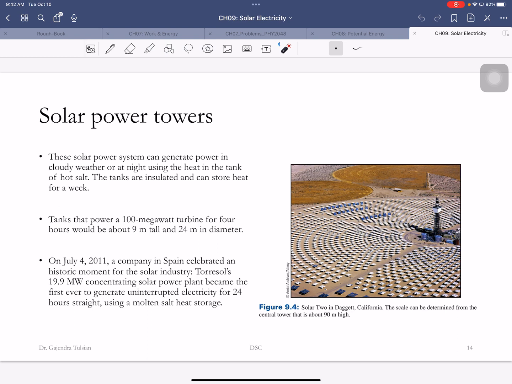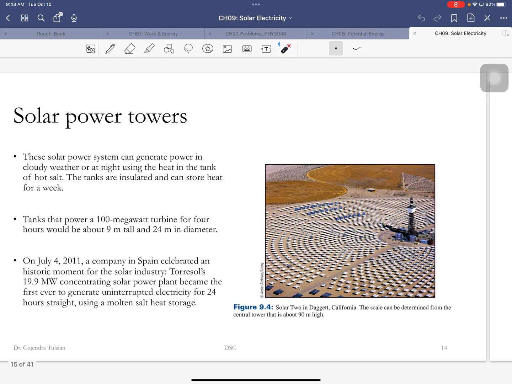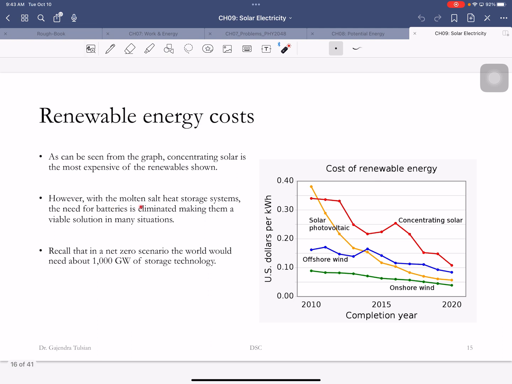In Spain, in 2011, 12 years ago, using a device like this, called a solar power tower, Torresol's 20 megawatt concentrating solar power plant became the first ever to generate uninterrupted electricity for 24 hours straight. So this can act like a battery. With molten salt heat storage systems, the need for batteries is eliminated, making them viable solutions in many situations.